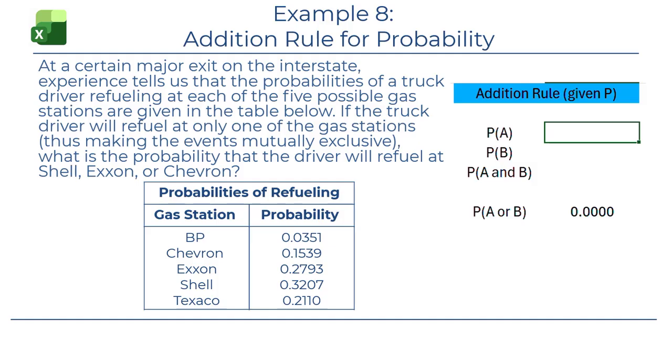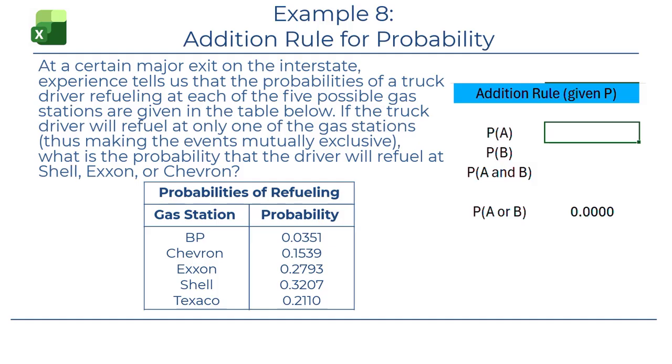For our final example, example 8. At a certain major exit on the interstate, experience tells us that the probabilities of a truck driver refueling at each of the 5 possible gas stations are given in the table below. If the truck driver will refuel at only one of the gas stations, thus making the events mutually exclusive, what is the probability that the driver will refuel at Shell, Exxon, or Chevron?